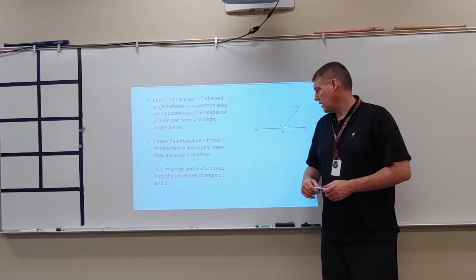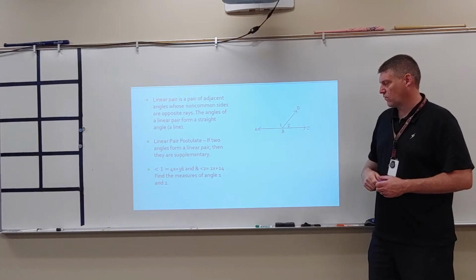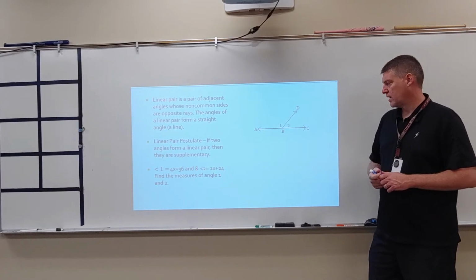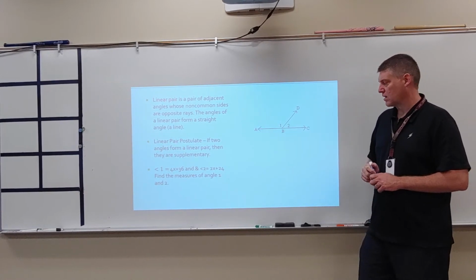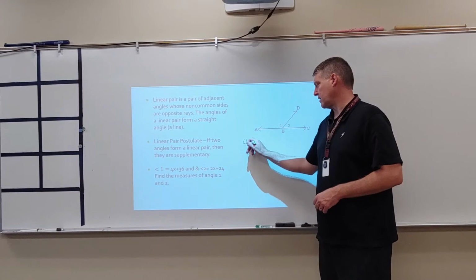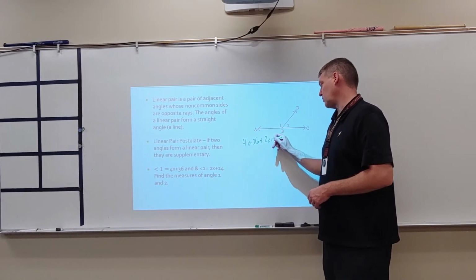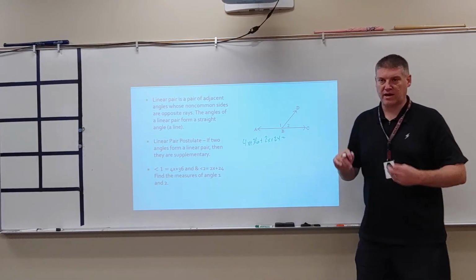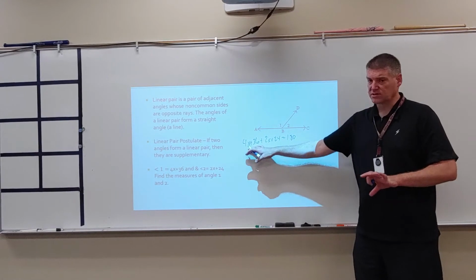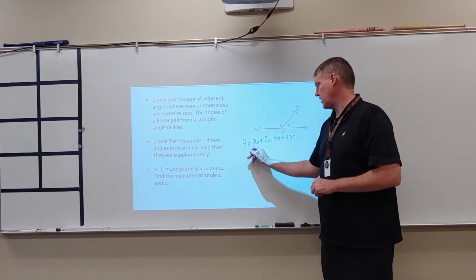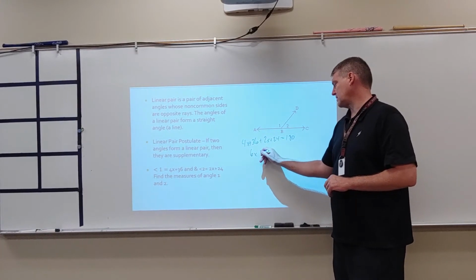So angle 1 is 4x plus 36. Angle 2 is 2x plus 24. Find the measures of angle 1 and angle 2. Well, I know from this diagram that this is a linear pair. So what I can do is take this 4x plus 36 plus 2x plus 24, add those together, and it's going to equal 180. So I'm just going to do a little simplifying on this side. 4x plus 2x is 6x. 36 plus 24 is 60.